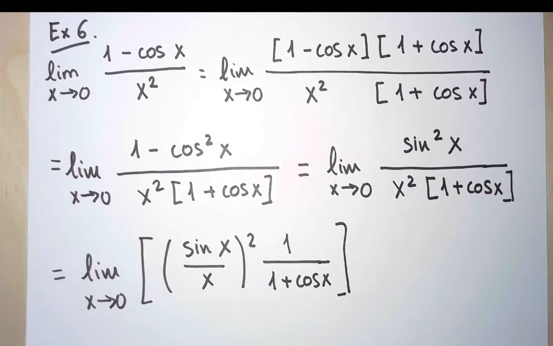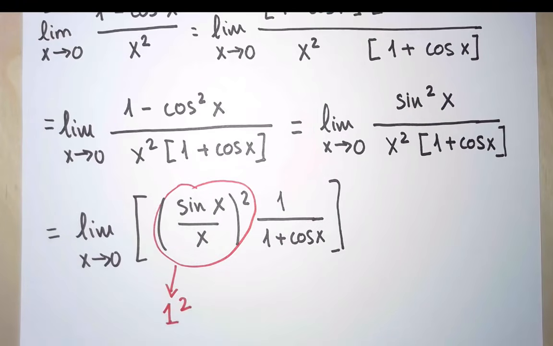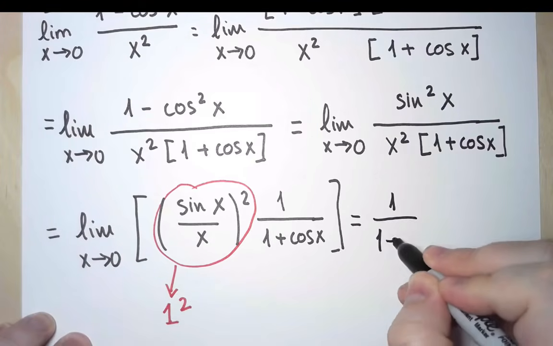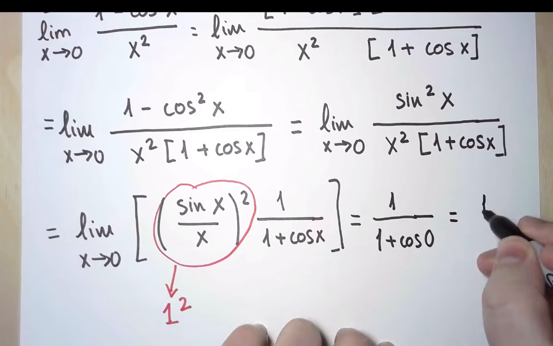And there it is. I found a sine to group with the x. Here I have the product of two functions. The first one I know has limit 1. And the second one is well defined and continuous at 0. So to compute the limit, I simply evaluate. And that is all.